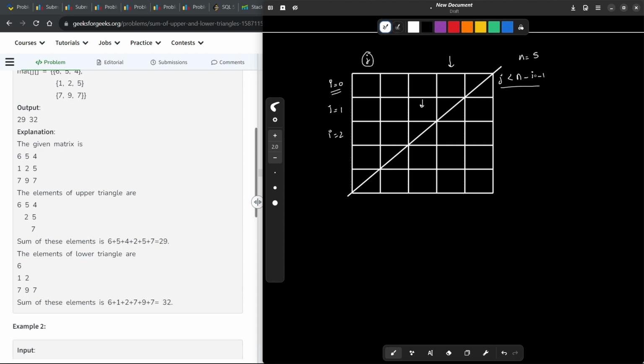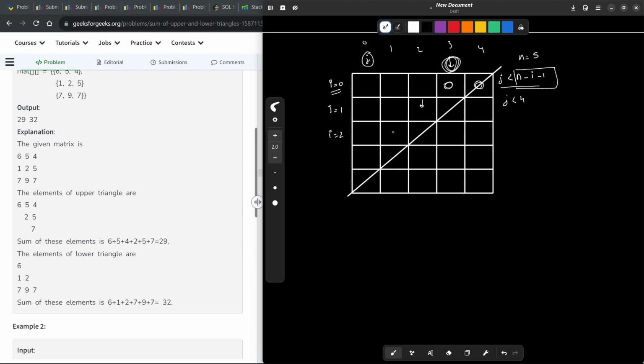So n is 5, minus 1 is 4. For i equals 0, j should be less than 4, and it is 0, 1, 2, 3 and 4. So this was our boundary, and this is correct. And for the lower triangular matrix, we can start the value of j from this particular value plus 2, because this is the maximum boundary that we can go. This is going to be the diagonal element itself, and from the next element we can start the lower triangular matrix.